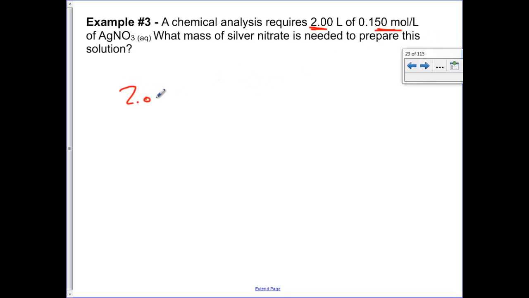If I take 2.00 liters and I multiply by 0.150 moles per liter, what would happen to your units? Does that make sense? Now I have moles. Actually, don't type that in yet. I want to do one more step here. I need to get to grams because it asks for mass. So I'm at this point right here, I have moles. What I really need to do is get rid of moles and put grams on top.